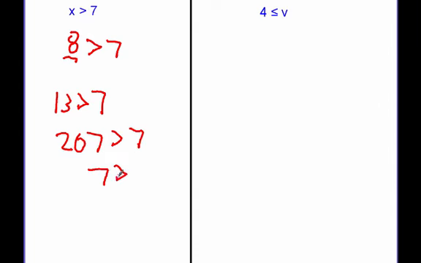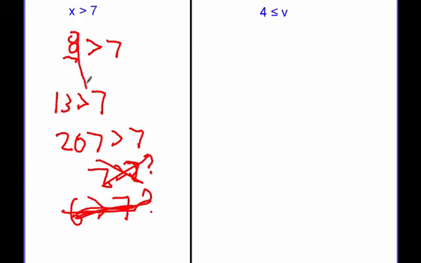Can it be 7? Is 7 bigger than 7? Is a number bigger than itself? No, it's not. So it cannot be 7. Could it be 6? Is 6 bigger than 7? No, it is not. So those are not solutions. But these right here, these are numbers that all could fit in for x because they are all bigger than 7.